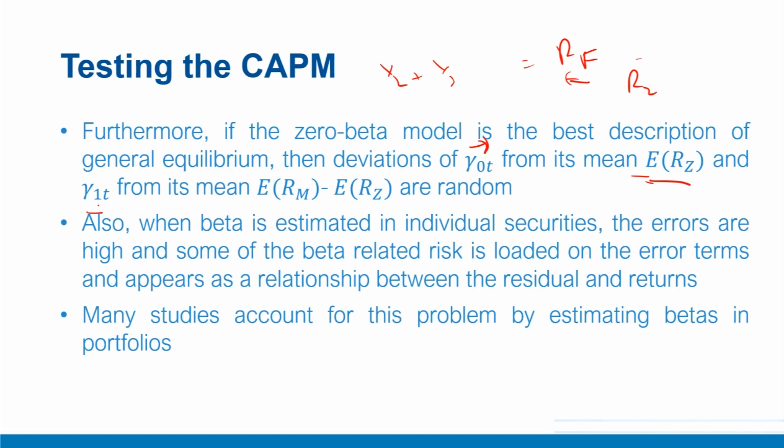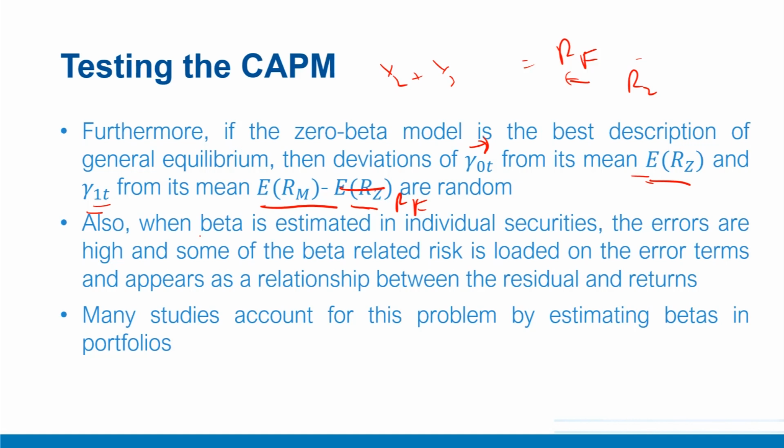Similarly, gamma 1t is Rm minus the expectation of Rz, and the deviation should be purely random. If you believe in standard CAPM, then instead of the expected value of Rz, you'll have Rf. And again, the deviations of gamma 1 from its period on period value should be 0. That means based on historical values of gamma 1t, one should not be able to predict future values of this gamma 1t. That is what we mean when we say the market is a fair game with respect to the equilibrium model.